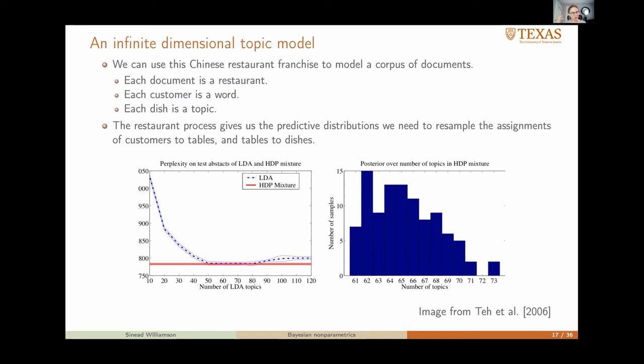And it also has the nice property, that you can't really see in this simple figure, that it will behave in a consistent way if our data set grows in future, right? This is not saying that there are between 61 and 73 topics and there forever will be. And if we see 1,000, 2,000, 100,000 more documents, there will still be between 61 and 73 topics. This is saying there is an unbounded number of topics, but in this finite corpus, this is roughly how many we've seen.